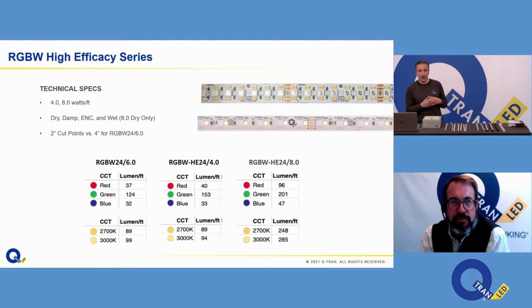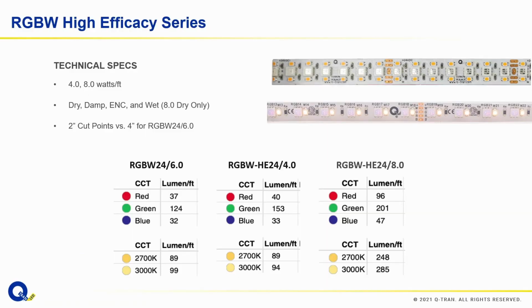One of the other big advances we made is on our RGBW series. This is actually one of my favorites that we have because it helps us design more efficient systems. Previously, we had a 6 watt a foot RGBW strip. Now we can get the 4 watt and the 8 watt level. On the 4 watt, you get a little bit more punch than at the 6 watt, so it gives a more efficient design.